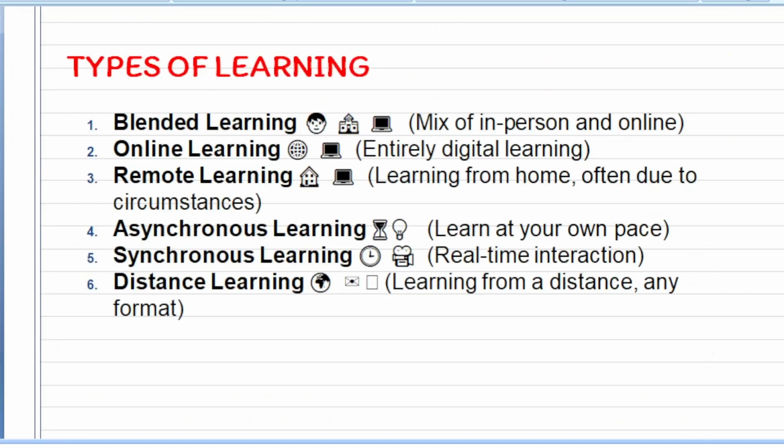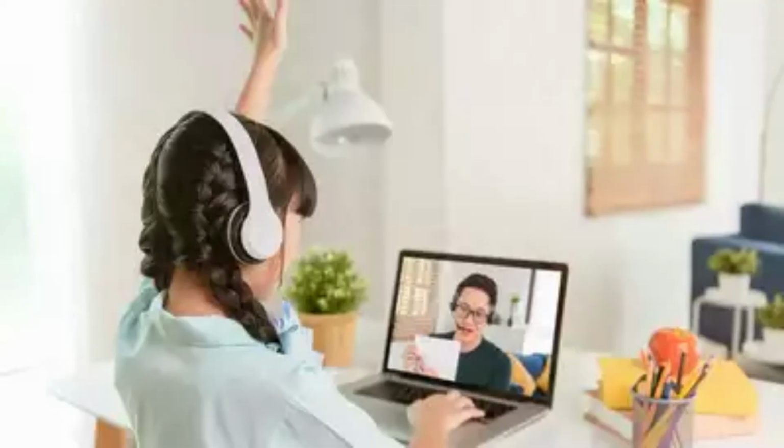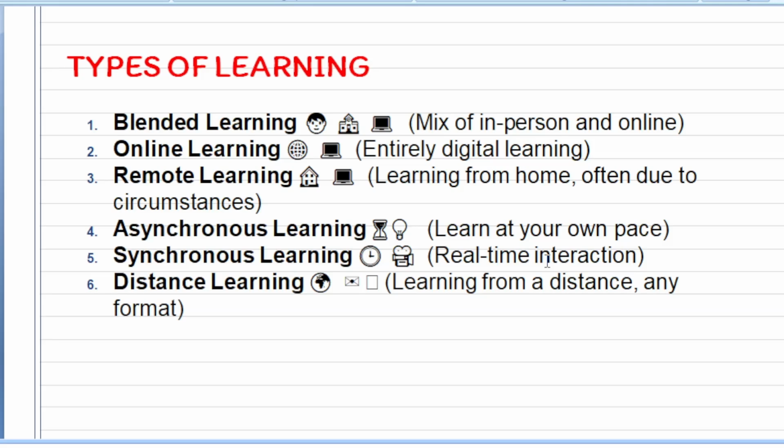Let's go back to the slide. Now you can see here, asynchronous learning means learn at your own pace. That's completely distance learning, whenever you decide, at your own time and schedule, not based on the teacher but based on yourself. Synchronous is real-time interaction. That means the teacher and the students are present in the online classroom at the same time. So this is what we call real-time interaction. Now you can compare asynchronous and synchronous, which are also different from blended learning, online learning and remote learning.